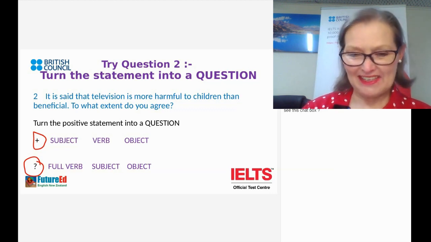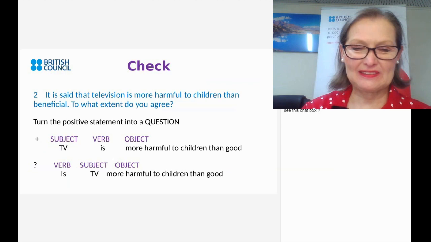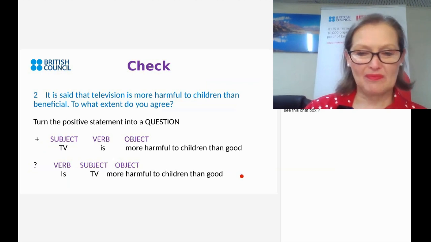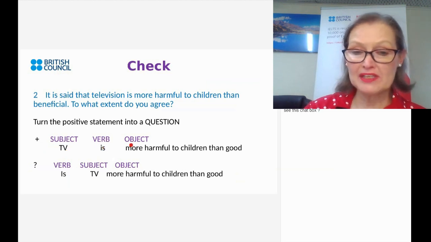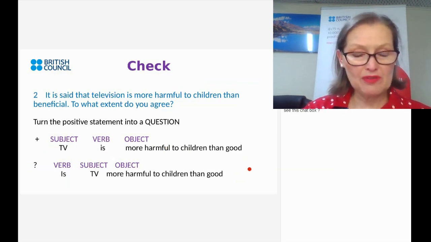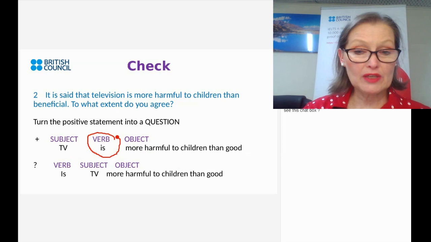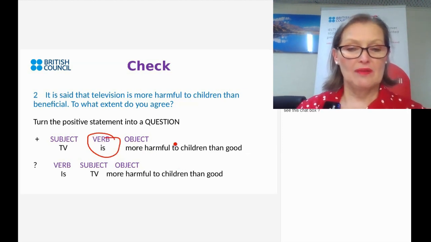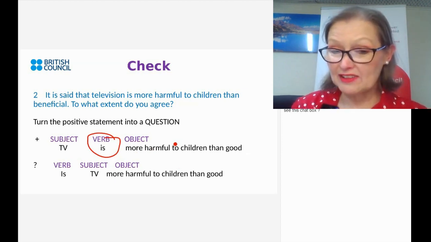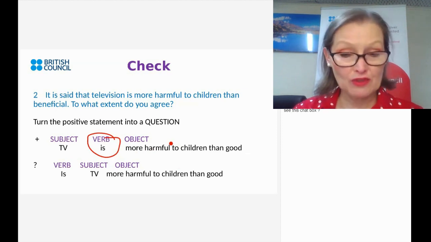Easy? Let's have a look. Did you get something like this? So I've simplified my question. Television or TV is more harmful to children than good. And now I need to make a question with that. Now, did you go straight to the verb? And what did you notice about this verb? Is it a doing verb? Can I do is? No. Okay, this is my state verb.